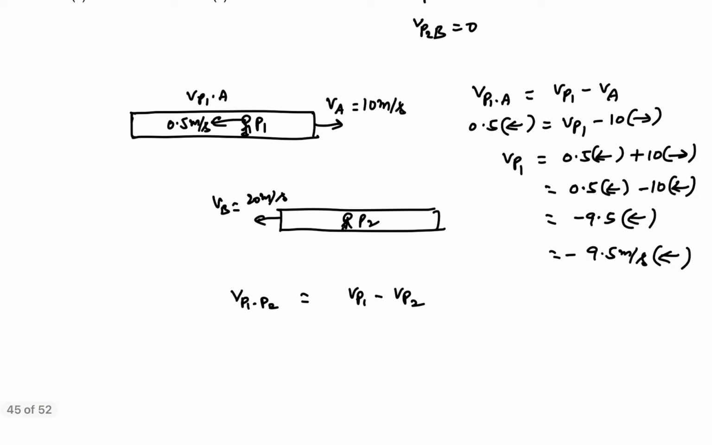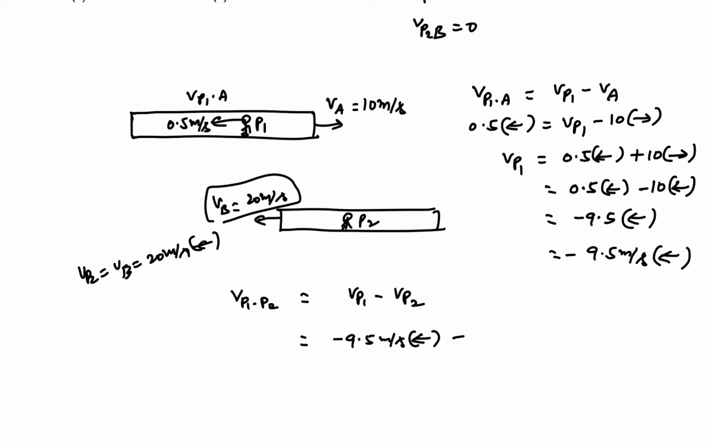Velocity of the person P1 minus velocity of the person P2. Velocity of the person P1 is minus 9.5 meter per second left side. Person P2, actually person P2 with respect to B is 0. Person P2 value is equal to how much? Velocity of the B only, that is 20 meter per second left side. I am writing the same thing, 20 meter per second left side.